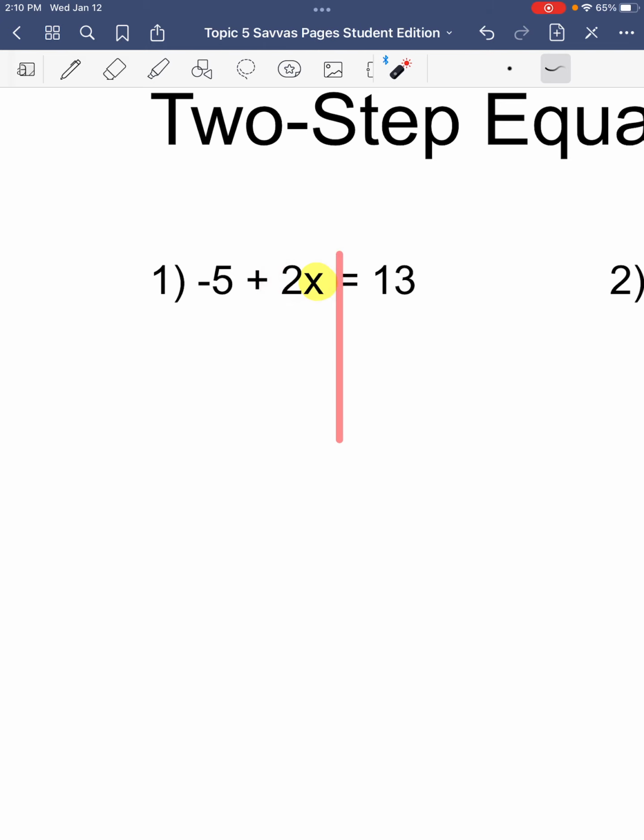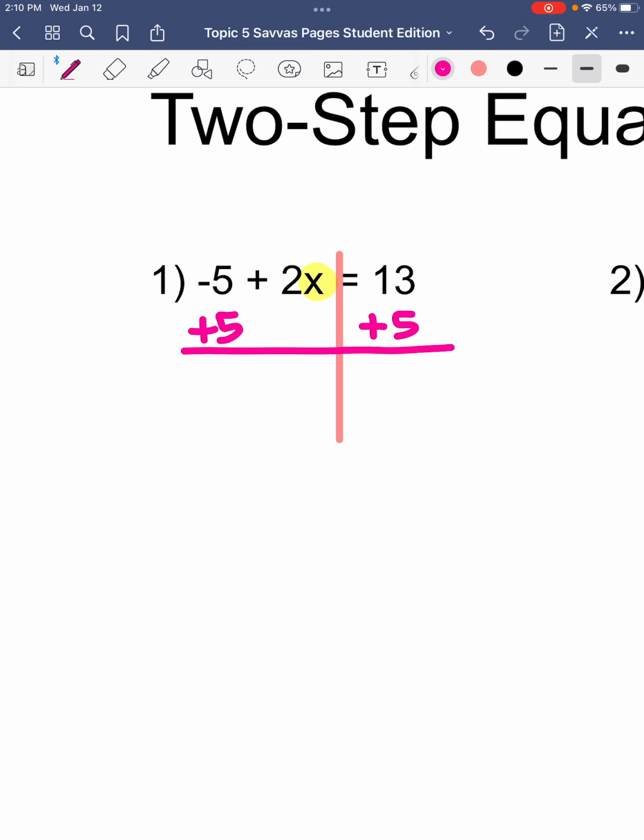So that includes the 2x. That's all one term together. I'm going to get that part by itself first. So that means I've got to do something with this -5. Well, because that's a -5, to get rid of it or undo it, I need to add 5. And I'm going to add 5 on both sides of my equal sign. Remember, that's what keeps everything balanced.